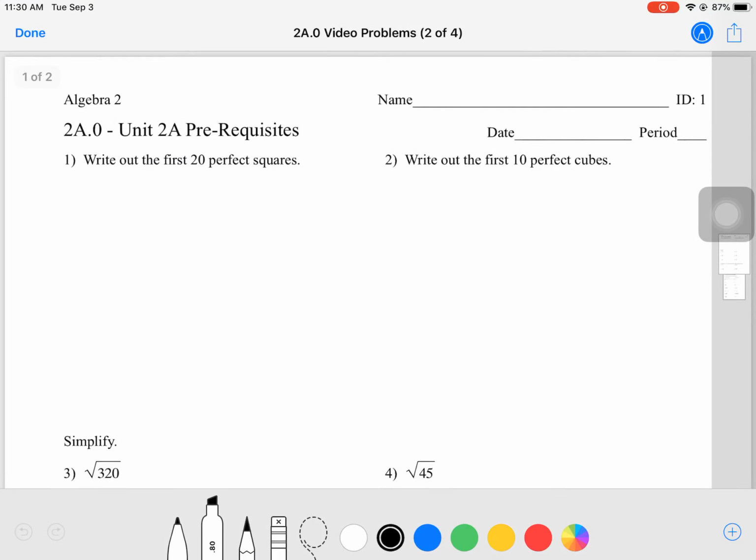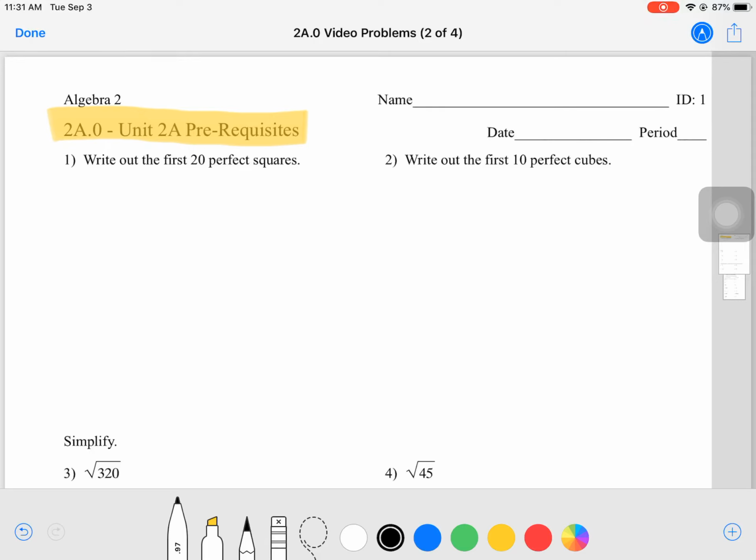Okay, this video and this worksheet are going to go over some prerequisites for Unit 2A. So these are things that you should have seen before, and I want to make sure that you remember before we start going into the unit. If you find as you go through this that there are things you need to come see me about, please do that so that I can help you.